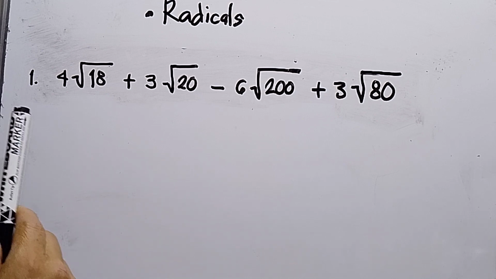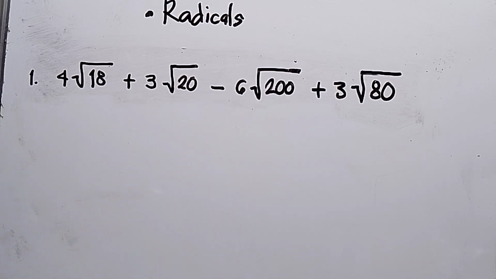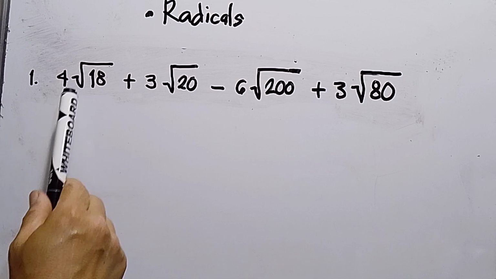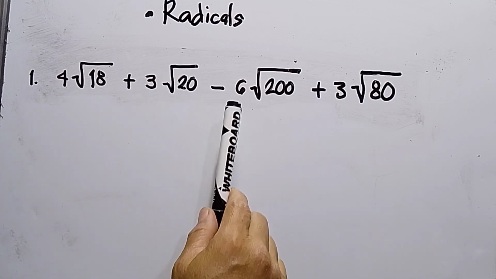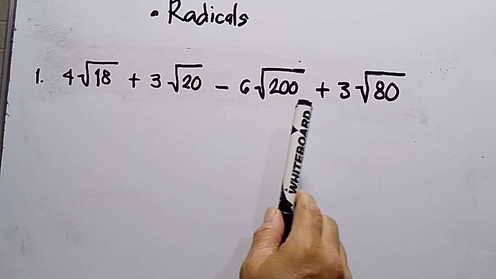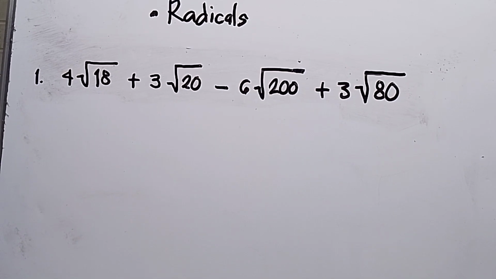So I have here number 1: simplify the radicals and perform the indicated operations. I have here number 1, 4 square root of 18 plus 3 square root of 20 minus 6 square root of 200 plus 3 square root of 80.